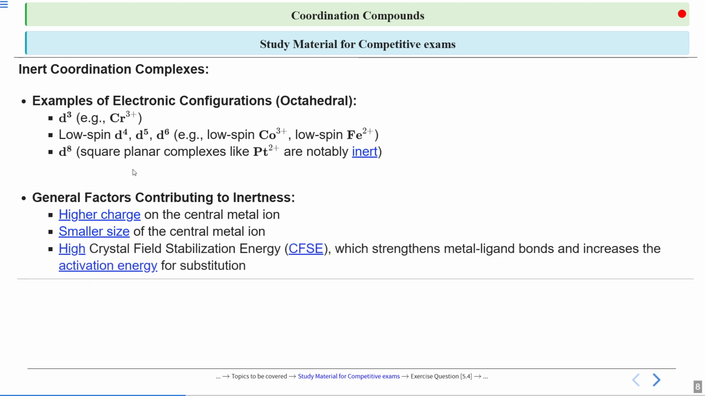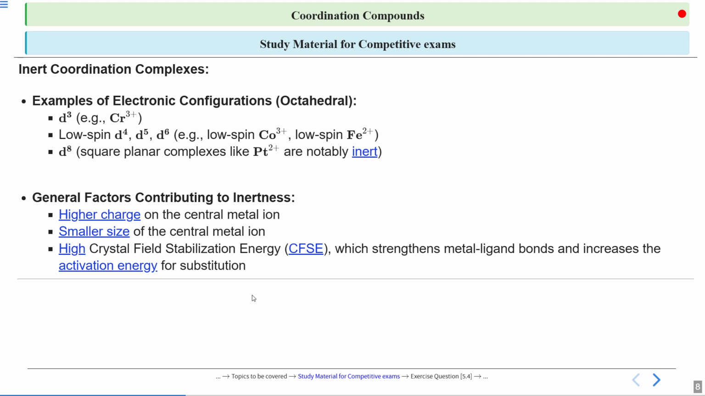And the last is high crystal field stabilization energy, that is CFSE, which strengthens the metal-ligand bonds and increases the activation energy for the substitution. Okay, so if the value of CFSE is larger, that means the bond between the metal and the ligand is also going to be stronger, right? And this is going to increase the activation energy for any kind of substitution. So substitution will be slower or not easy.